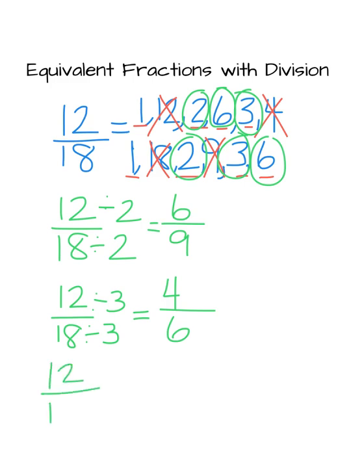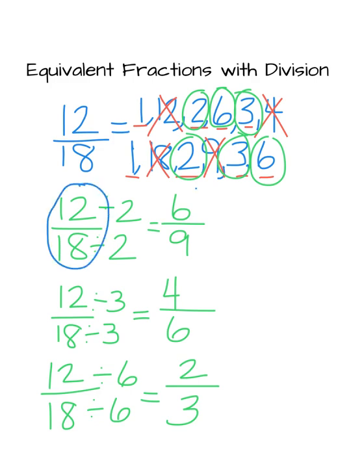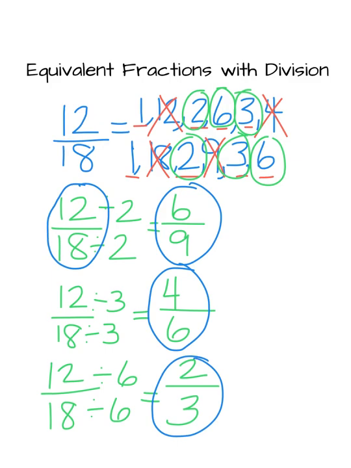And we could do one more. 12/18 divided by 6, which was the greatest common factor, so this will get you your smallest fraction. 12 divided by 6 is 2, 18 divided by 6 is 3. So really, we have a lot of equivalent fractions here. With 12/18, 6/9 is equivalent, 4/6 is equivalent, and 2/3 is equivalent.